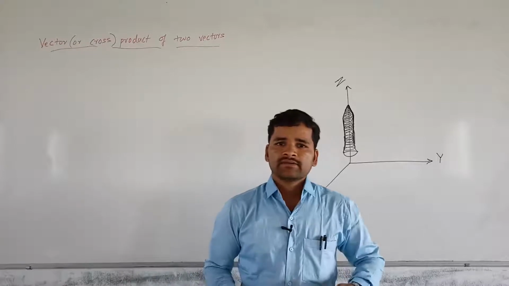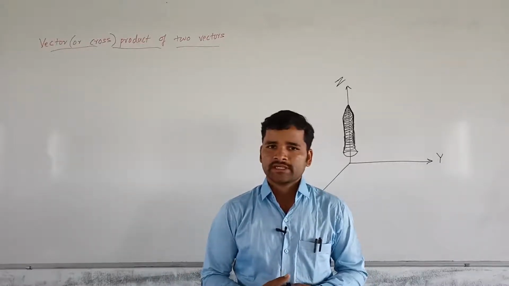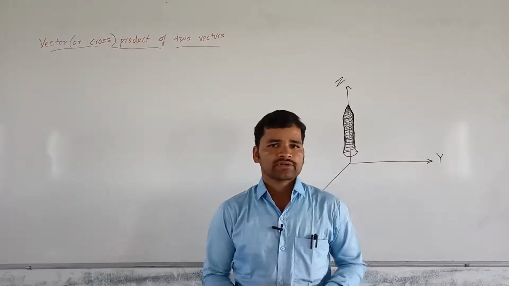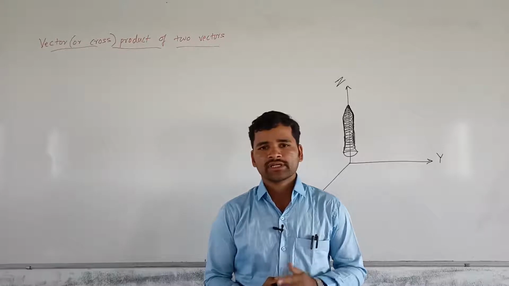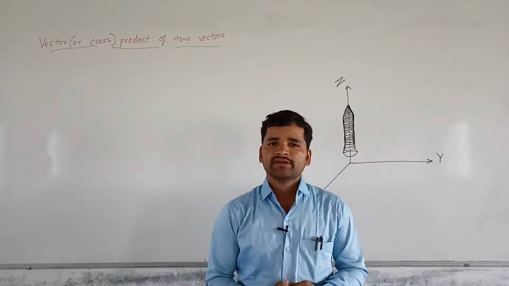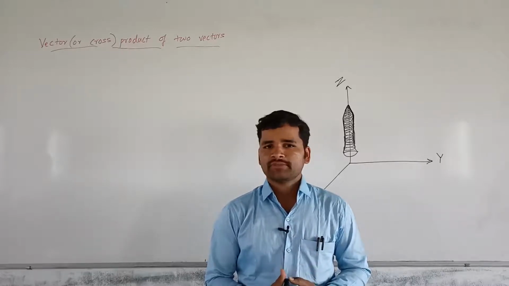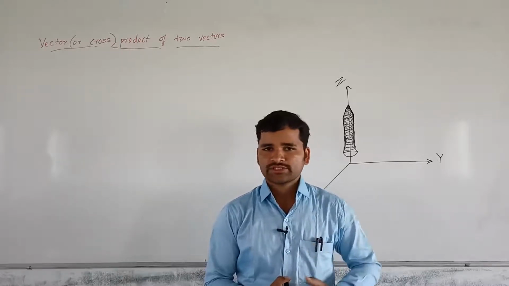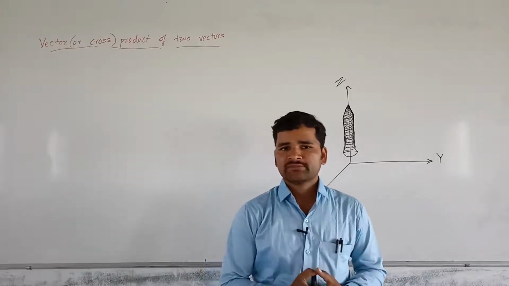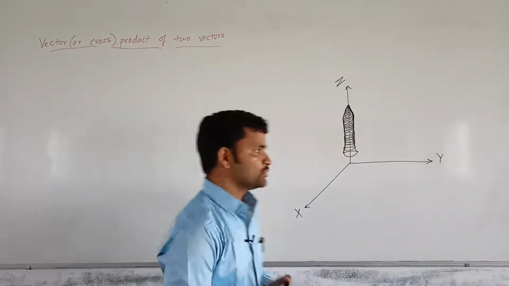In this class, we will study the concept of vector or cross product of two vectors. One type of product is already over, that is the dot product of two vectors. Dot product or scalar product of two vectors, that is A dot B is equal to magnitude of vector A into magnitude of vector B into cos theta. That concept was covered in the previous video. In this video, the next product of two vectors, that is the cross product of two vectors.